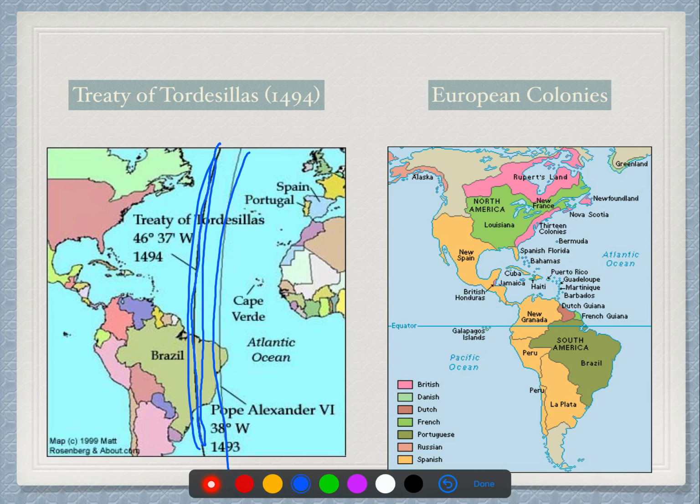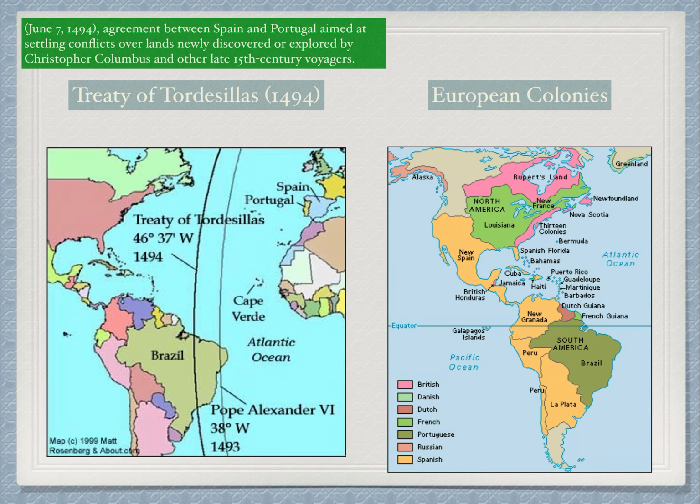It's going to mean essentially that Portugal gets Brazil, which is why they speak Portuguese in Brazil, and Spain is going to get everything else. And then those other countries are going to be left with what might be considered colonial backwaters. There's not like gold waiting for them in New York, right? They're going to have to figure out how to make money some other way. So this is just the definition of the treaty.